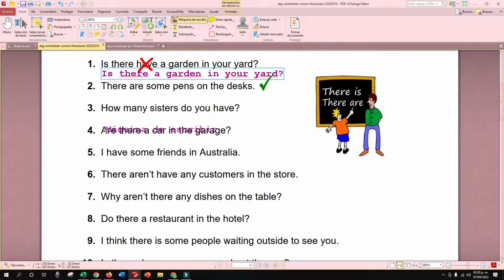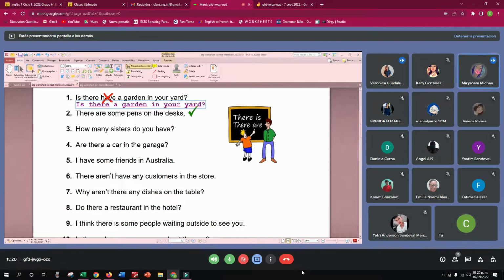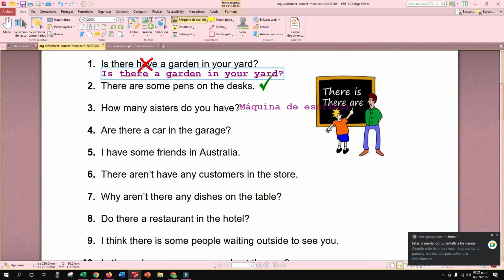What about number 3? What do you think about this one? Is that correct? How many sisters do you have? Is it correct, guys? ¿Creen ustedes que está correcta o tiene algún error? How many sisters? Está correcta, teacher. That is correct. Perfect. So, this is correct. Nice.